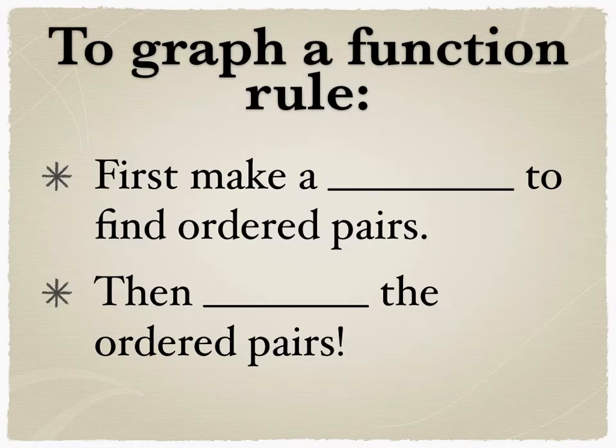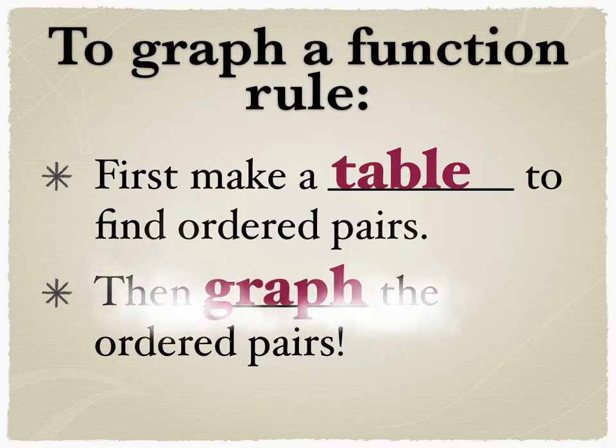So to graph a function rule today, we're going to make a table to find the ordered pairs. You're going to choose your input values or your x values, and you're going to plug them in to solve for y or get your output values. And then you are going to graph the ordered pairs that you created in your table.